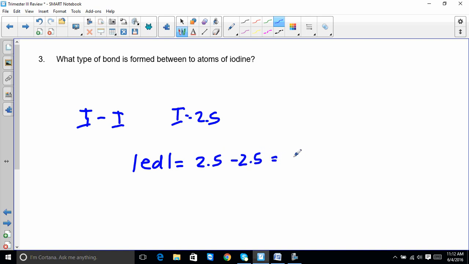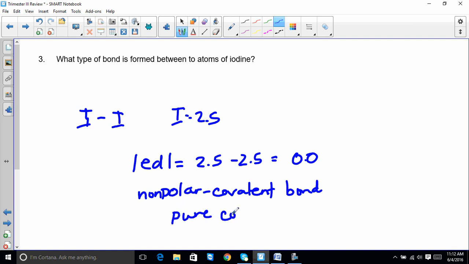They both want electrons the most. The difference between them is 0.0, because remember, one decimal place. That's less than 0.3, and so this is actually nonpolar. Non means it doesn't set up a positive pole and negative pole. So this is a nonpolar covalent bond. And when the electronegativity difference is 0, some books call it a pure covalent bond.